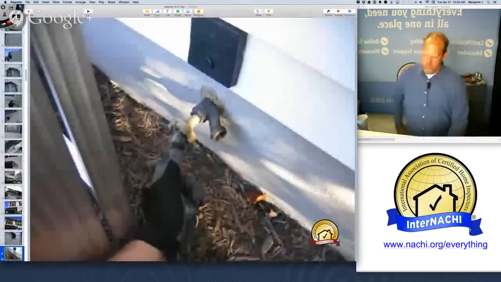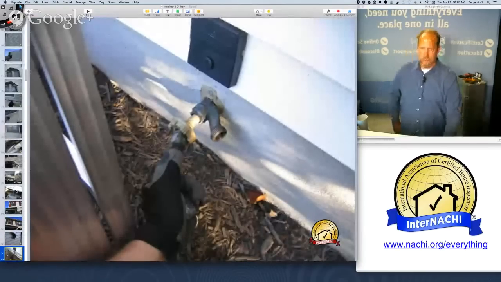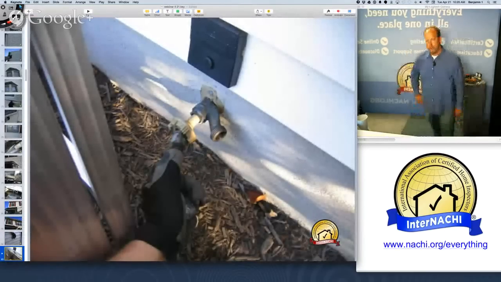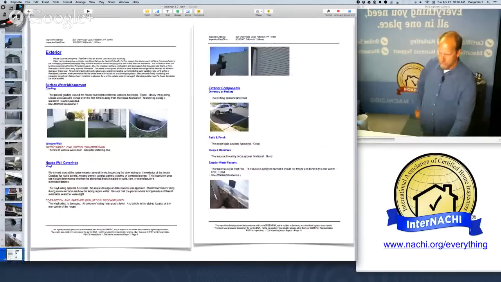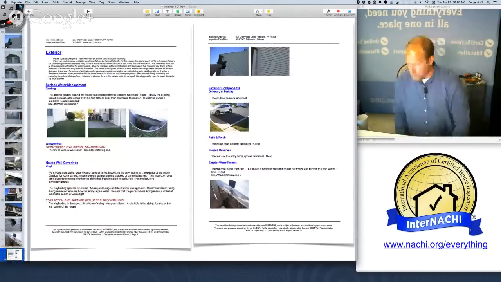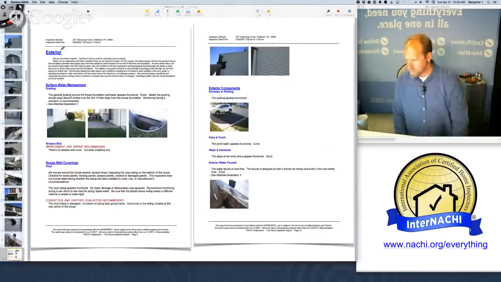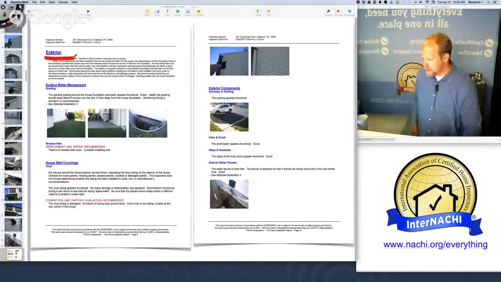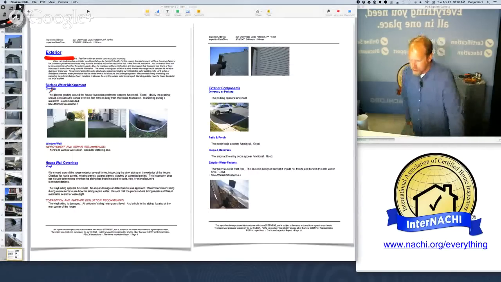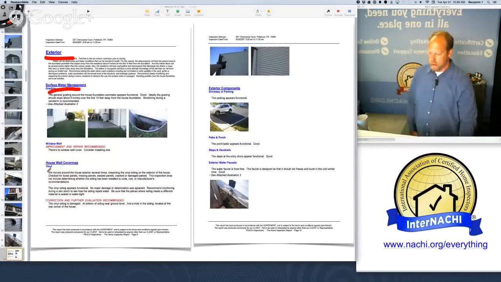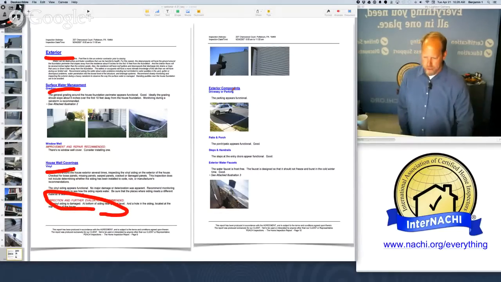GFCIs, and the water spigot was frozen. The handle was frozen for some reason. That's a frost-free hose bib, by the way, and a water meter on the outside. The exterior report. We've got the exterior system. We have the surface water management component of the report, the house wall coverings, the vinyl siding was damaged, driveway and parking, patio and porch steps and handrails, exterior water faucets.